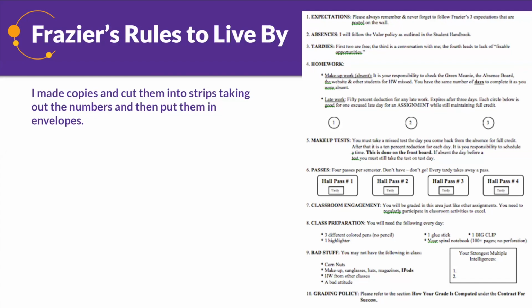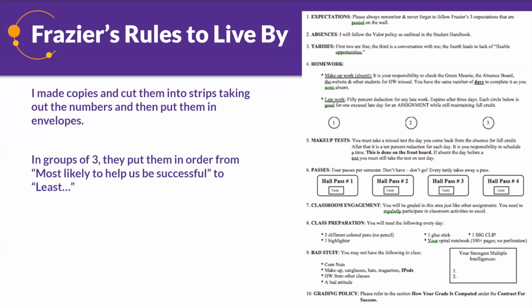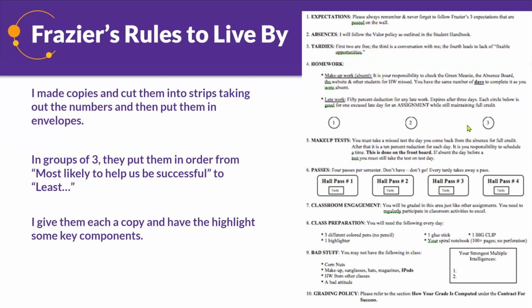But I've taken this sheet, I've cut it into strips, put it in envelopes. I give each group one. They go through them. They're going to pick the top 3 they think are going to help them be most successful. And then they're going to get a fresh copy of this, and they're going to highlight some of the things that are important. And so I'll share with them what I have of my late work policy, what I have about my hall pass policy, which are different than a lot of other people. And they're doing something they never do. They're actually reading the rules of the class.